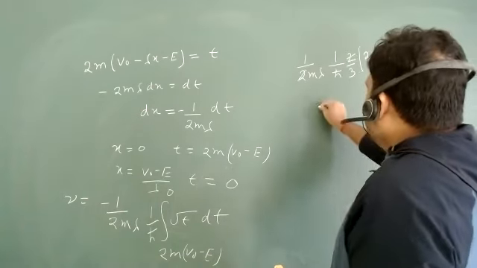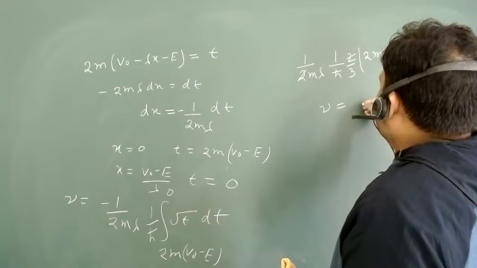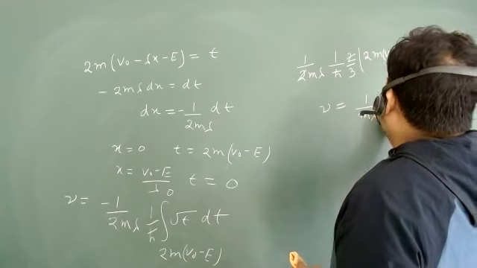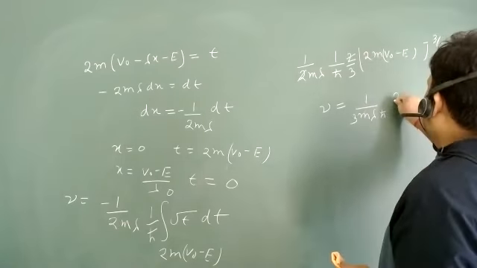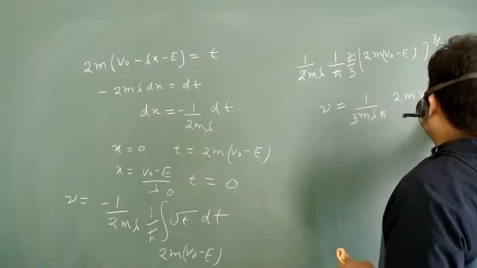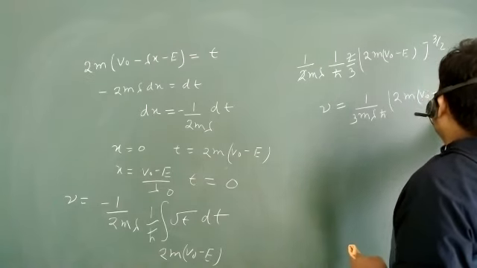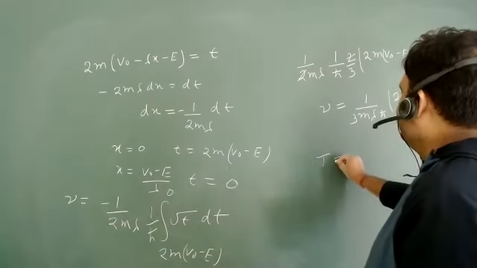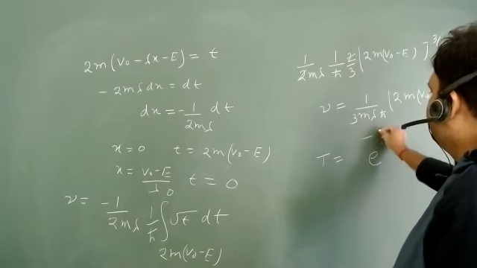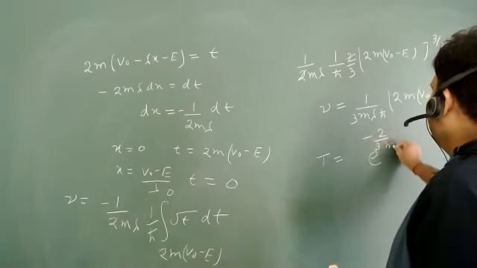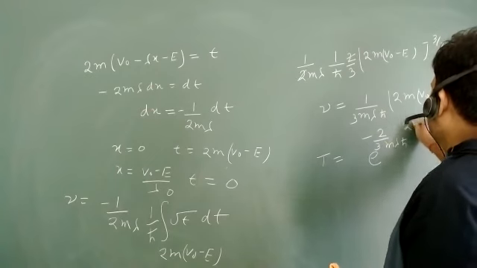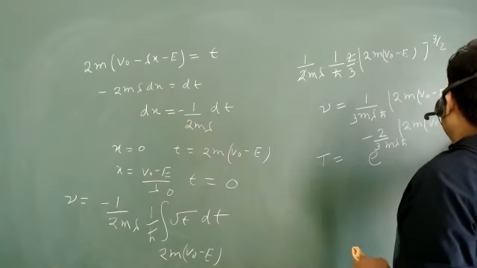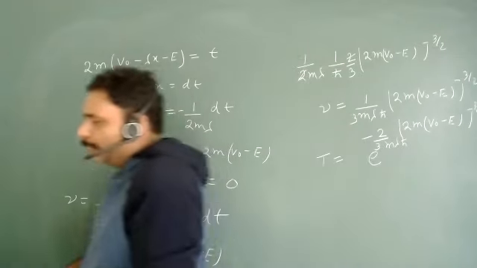So what is the value of gamma? The value of gamma is 1 upon (3 m lambda h cut) times (2m (V0 minus E)) to the power 3 by 2. And what is your tunneling probability? The tunneling probability is e to the power minus 2 by (3 m lambda h cut) times (2m (V0 minus E)) to the power 3 by 2. So this is your tunneling probability.